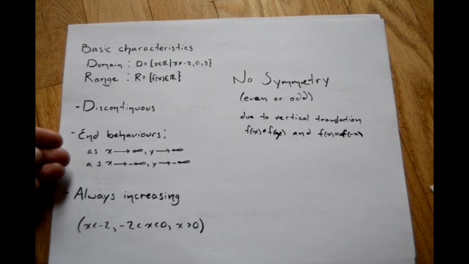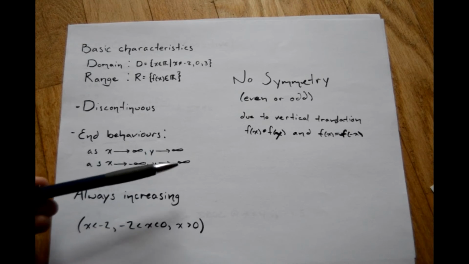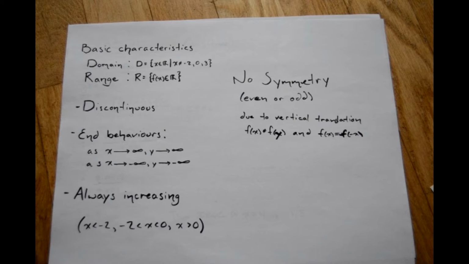Our end behaviors are fairly straightforward as well. As x approaches infinity, y approaches infinity, as we saw on the graph, and as x approaches negative infinity, y approaches negative infinity. This function is always increasing except where the asymptotes are. So it increases on the interval x is less than negative 2, negative 2 is less than x is less than 0, and x is greater than 0.